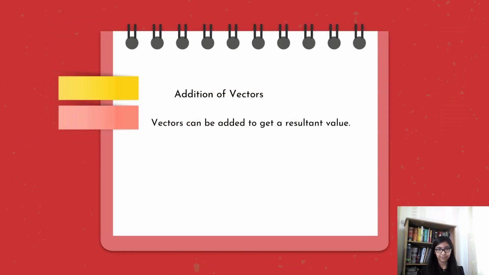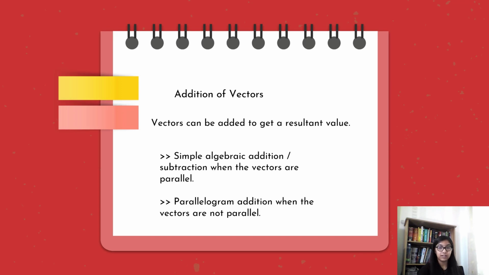Addition of vectors. Now, in our previous lesson, we've learned that vector quantities are the quantities that have both magnitude and direction. And we can add vectors to get a resultant value. For this, I am going to use force as our physical quantity to show you guys how we can add vectors. And we will use two methods for that. Method 1 includes simple algebraic addition when the vectors are parallel, and parallelogram addition when the vectors are not parallel. Now let us see how we can do this.